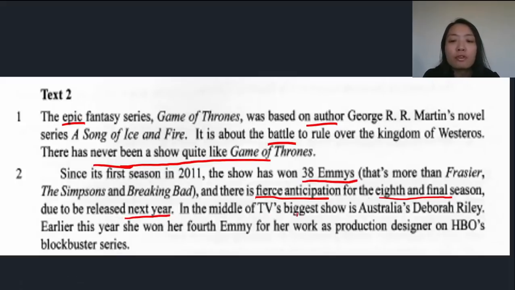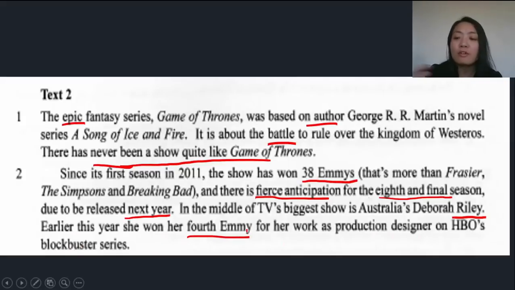And in the middle of TV's biggest show is Australia's Deborah Riley, the introduction of this person that was earlier mentioned in the previous text. So earlier this year, she won her 4th Emmy for her work as production designer on HBO's blockbuster series. So again, she has won some Emmy awards for herself.